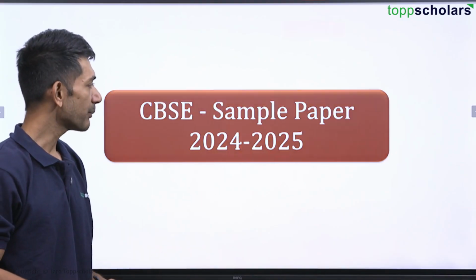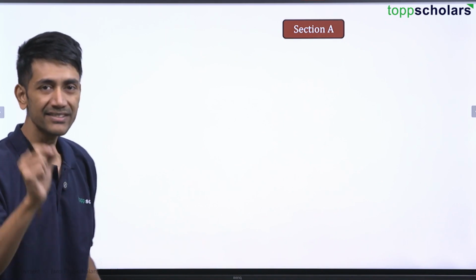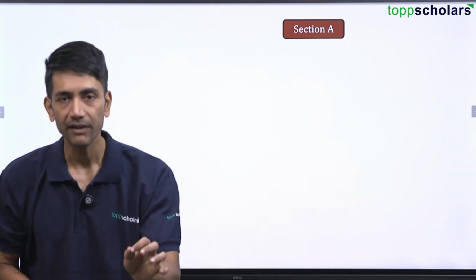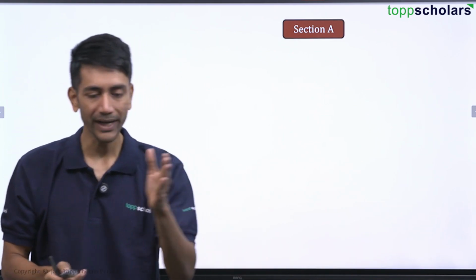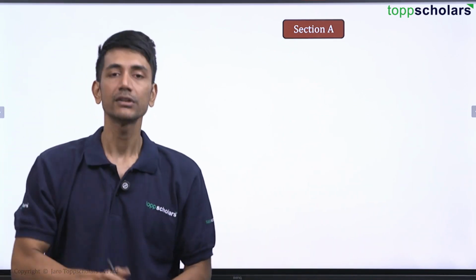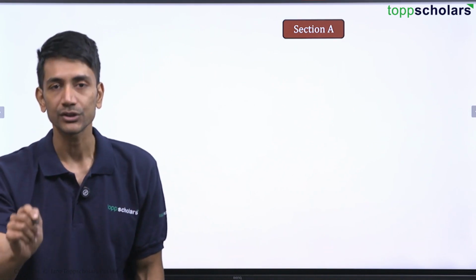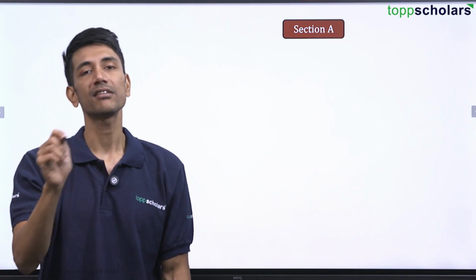So we'll start with the sample paper and straight away we'll start with section A. You know that in section A we have 20 questions of 1 mark each. From 1 to 18th question we have the MCQs. 19th and 20th question will be your assertion and reasoning question.